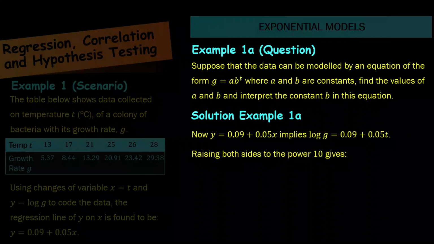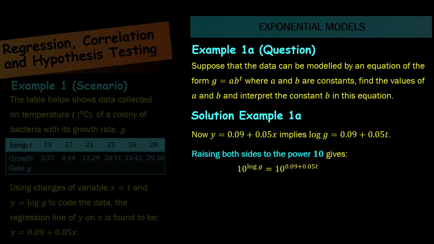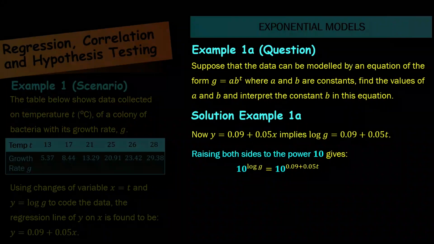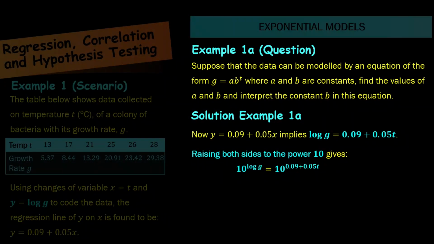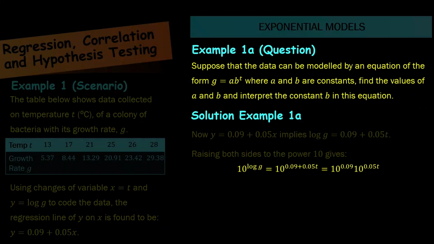And so, if we raise both sides to the power 10, we have 10 to the power log g equals 10 to the power 0.09 plus 0.05t. This can be rewritten as 10 to the power 0.09 times 10 to the power 0.05t.